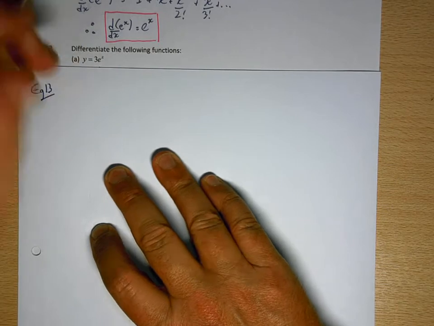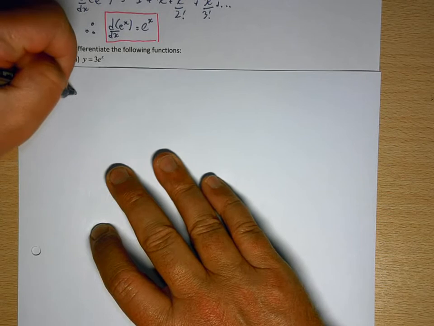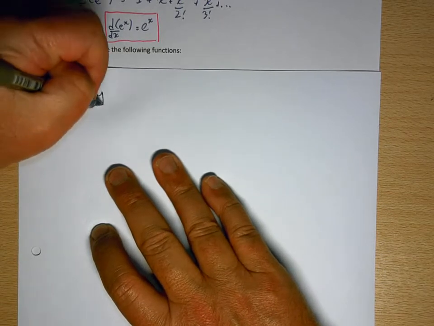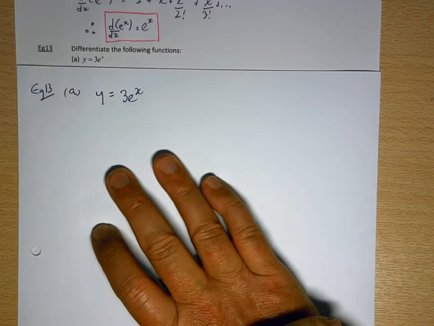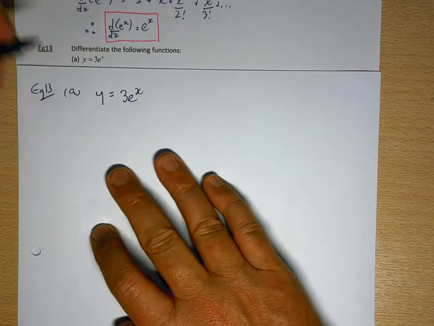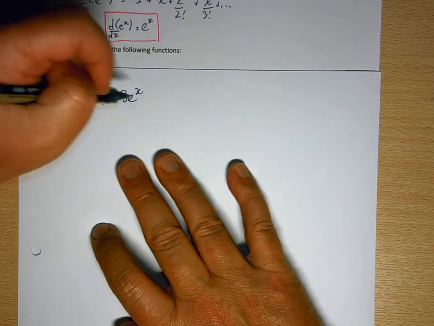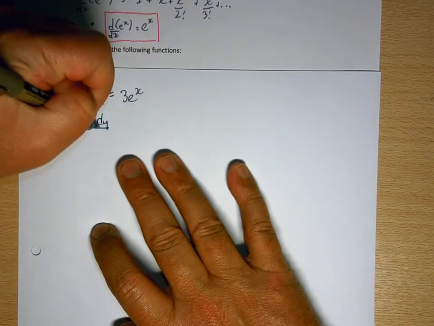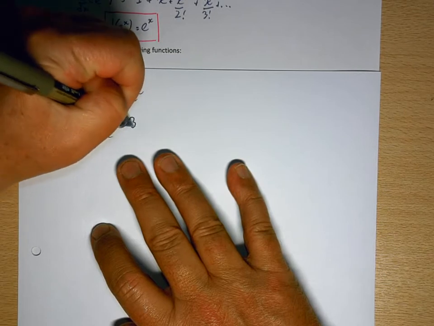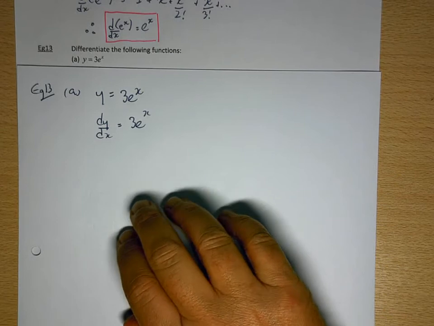So we've now met how to differentiate e to the x, and the first one that they want us to differentiate is y equals 3e to the x. And when we differentiate y equals 3e to the x, e to the x just remains as it is, so we end up with dy/dx equals 3e to the x. It's unchanged. So that's it, it's done.